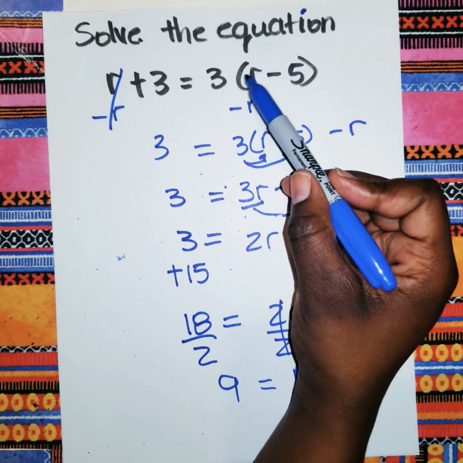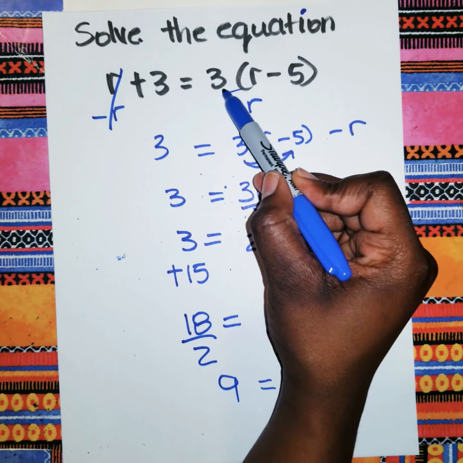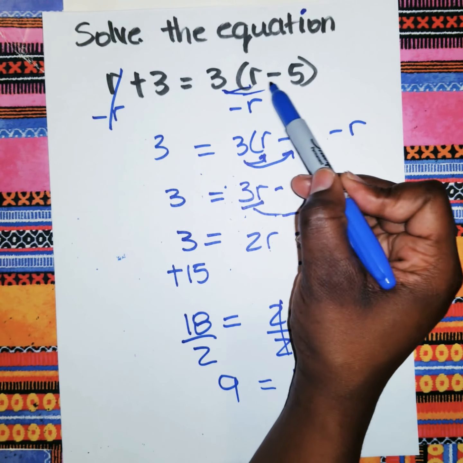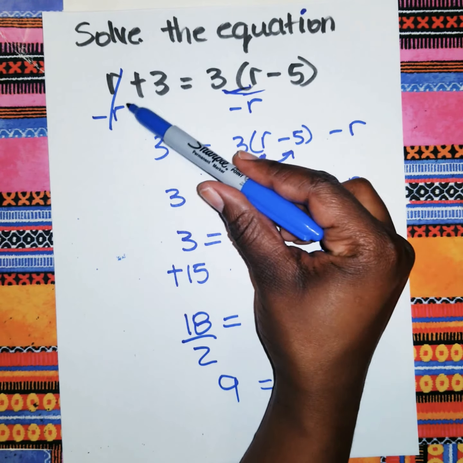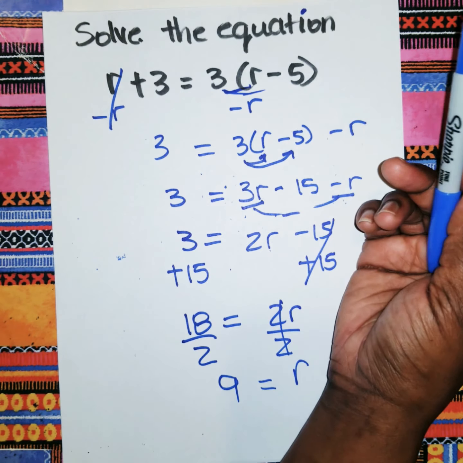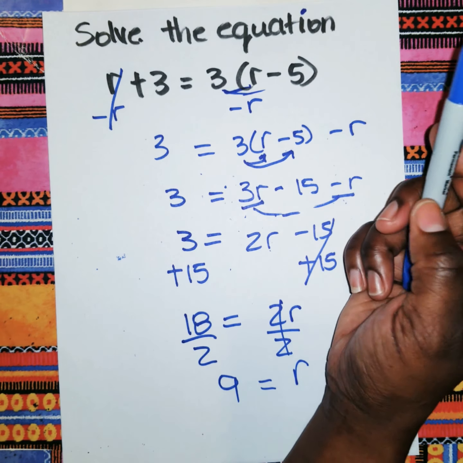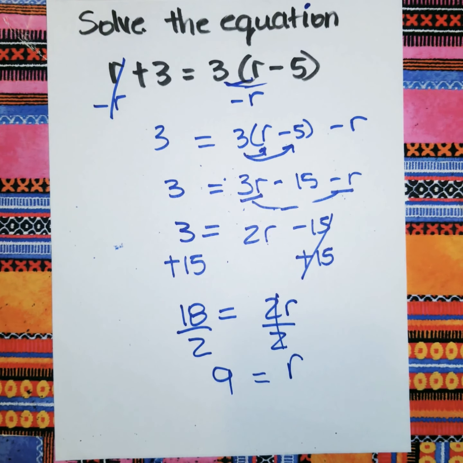So if you wanted to, you could also distribute the r first, and then you get the 15 on the other side and the r, then just group like terms from there. But it's up to you how you approach a question, guys. Different approach, just one answer.